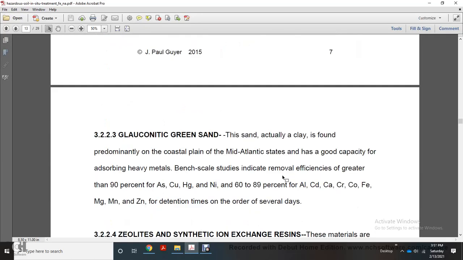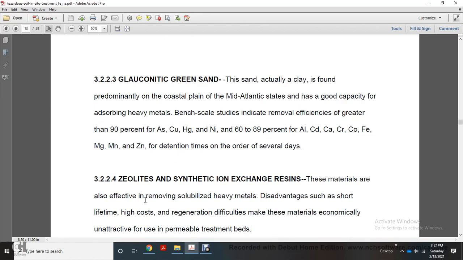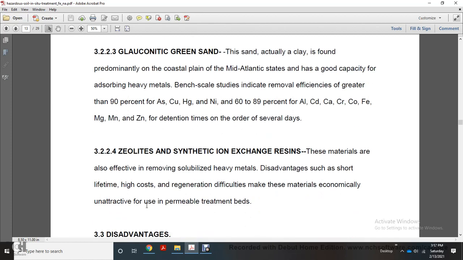Glauconitic green sand. Green sand is actually a granular clay, found predominantly in the coastal plain of the mid-Atlantic states, having good capacity for absorbing heavy metals. Bench scale studies show removal efficiency greater than 90%, with copper at 89%, and detention times over several days.